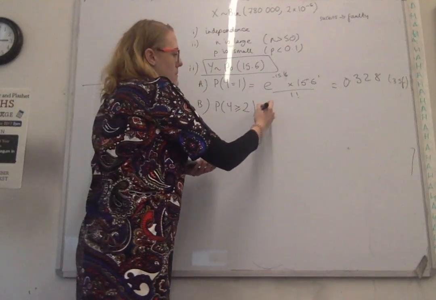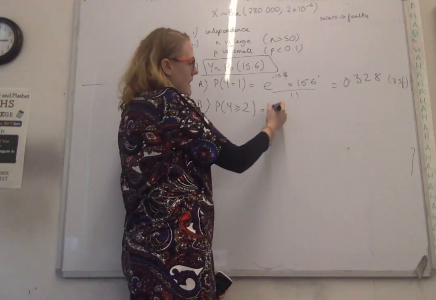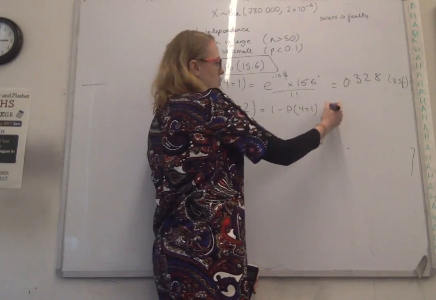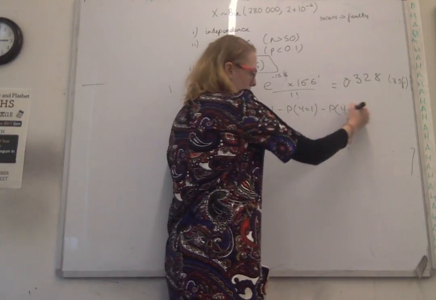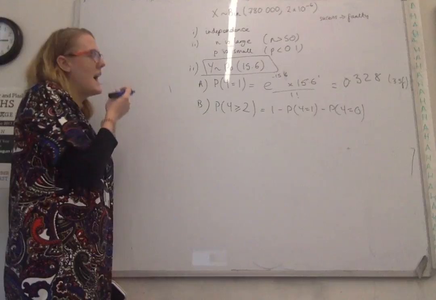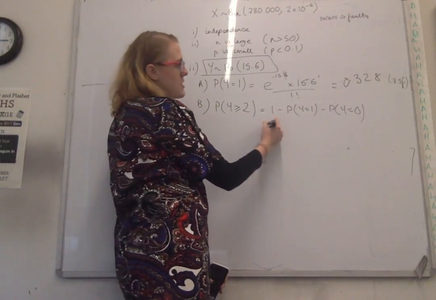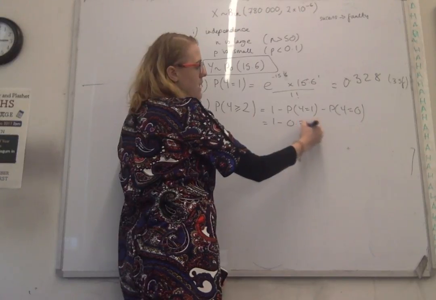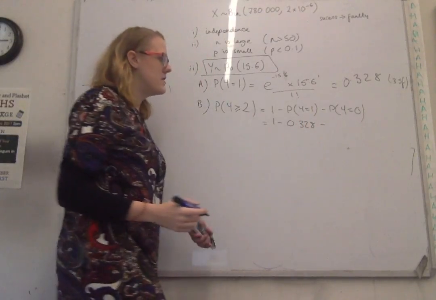Similar idea for Y being bigger than or equal to 2. We needed to do 1 minus the probability that it was equal to 1, also take away the probability that it was equal to 0. That was the only way to do that question, as we couldn't use our tables. So we have previously worked out Y equal to 1, which was great, but I also need to do this one.